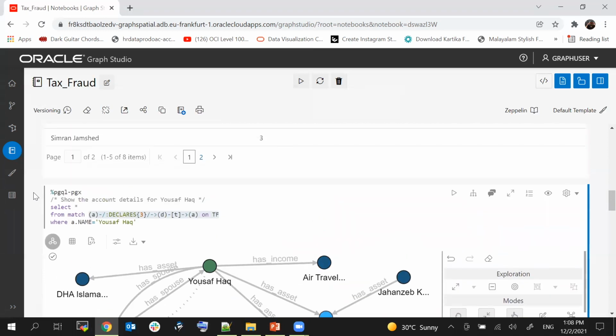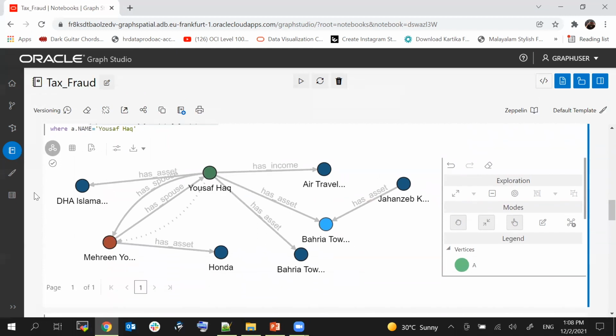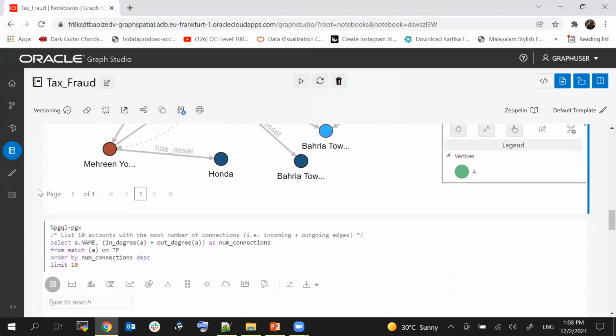So that was just an example of how we can use the built-in functions to identify the influencers, and then try to identify the pattern in which they were executing or performing some of these transactions, which could be fraudulent in nature.